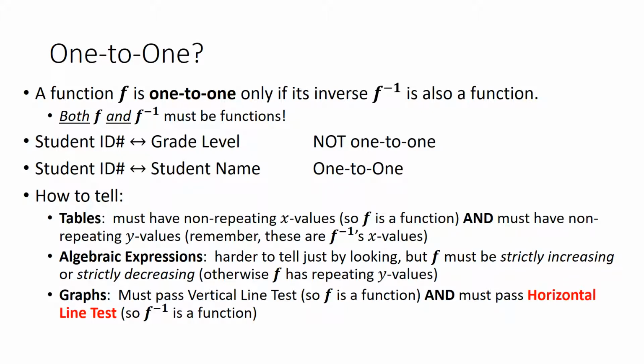So how do we know if a function's one-to-one? Well, a function f is one-to-one only if its inverse is also a function. In other words, both f and f inverse must be functions.